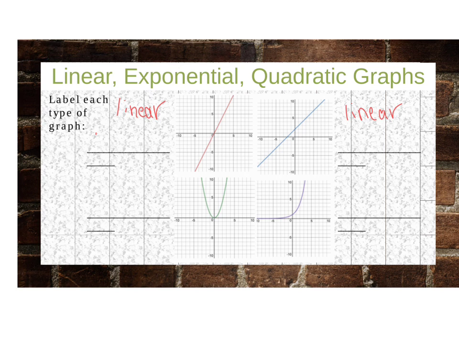Lower left-hand side, we have a U-shaped graph, as you can see right here. U-shaped graphs, what does that mean? It means it's quadratic. And the final graph, which is purple, shows us a line that starts to increase very slowly at first, then faster and faster. Well, that is a characteristic of an exponential graph.